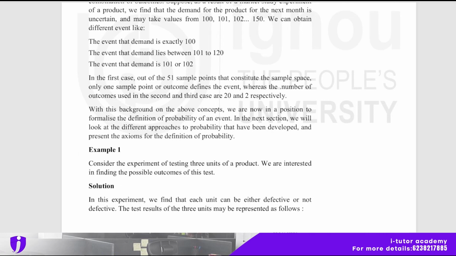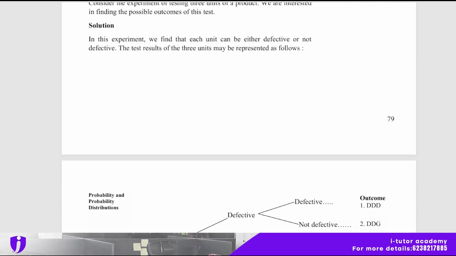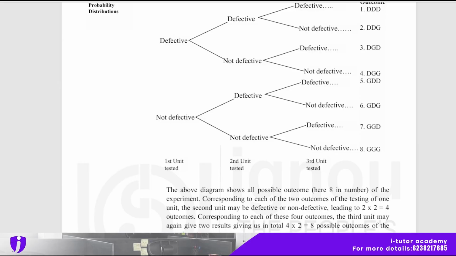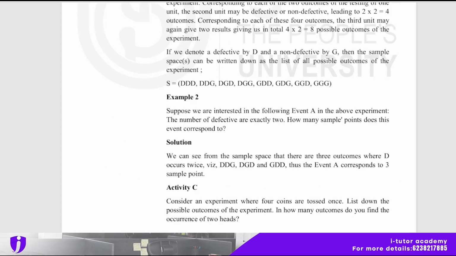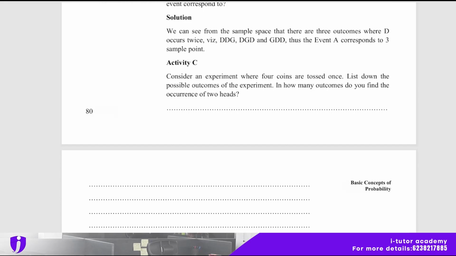Consider the experiment of testing 3 units of a product, and we are interested in finding the possible outcomes of this test. So the solution is also here. And here is a chart based on the unit test: defective, not defective, and again divided further. So the third unit tested is here. And example 2 is also here, the solution also, and an activity based on that. So you just try to do that activity.